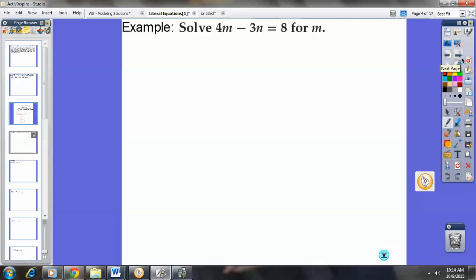All right, so let's just jump in here. Here's our first example. It says to solve 4m minus 3n equals 8 for m. It's telling you what variable to solve for. They're going to have to tell you what variable to solve for. Otherwise, you're not going to know if they want you to solve for m or n. But in this case, it's m.